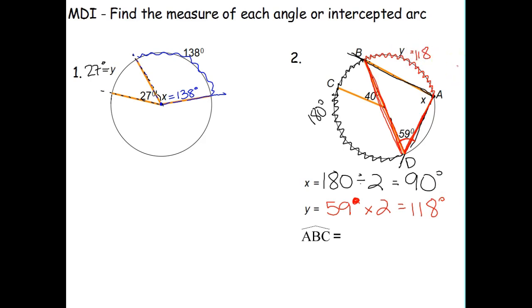Then the last thing that we need to do is find out this arc from A all the way around to C. So if we look here, we know that this arc from A to B is 118 degrees. We need to figure out this arc from B to C to find out what ABC is. We can see that there's a central angle right here, and we know that the intercepted arc and the central angle have the same number of degrees. So we know that this arc is 40. So to go from here to here, all we have to do is 40 plus 118 is equal to 158 degrees.